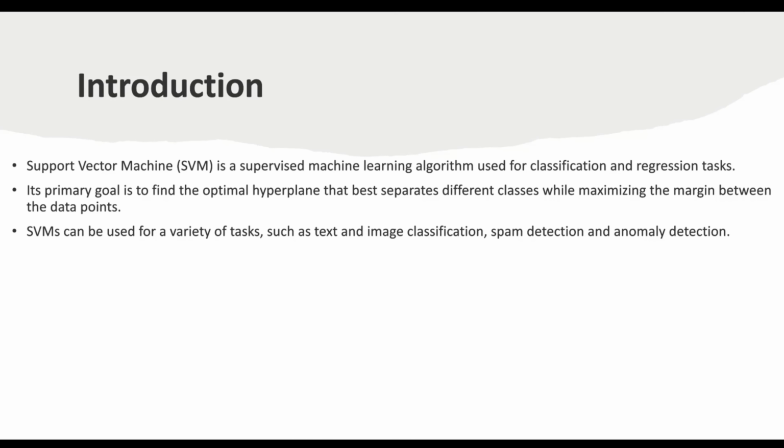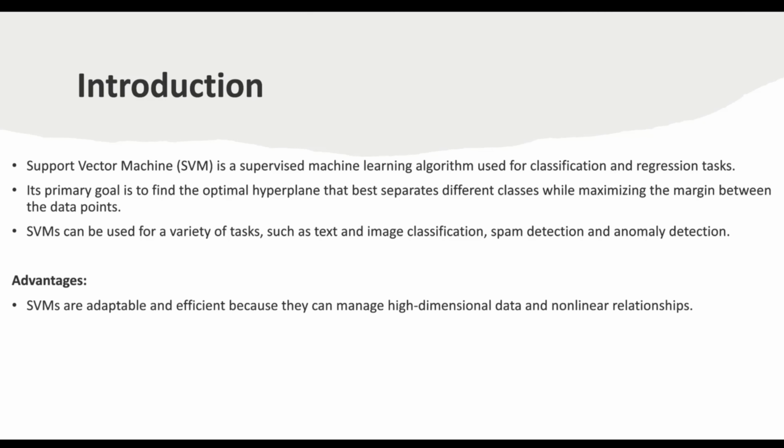Support vector machine is a supervised learning algorithm that is often used in classification as well as regression tasks. The primary objective of using the SVM is to find the optimal hyperplane that best separates different classes of data points while maximizing the margin between the data points. In terms of applications, it's used in a variety of tasks such as image classification, spam detection, as well as anomaly detection.